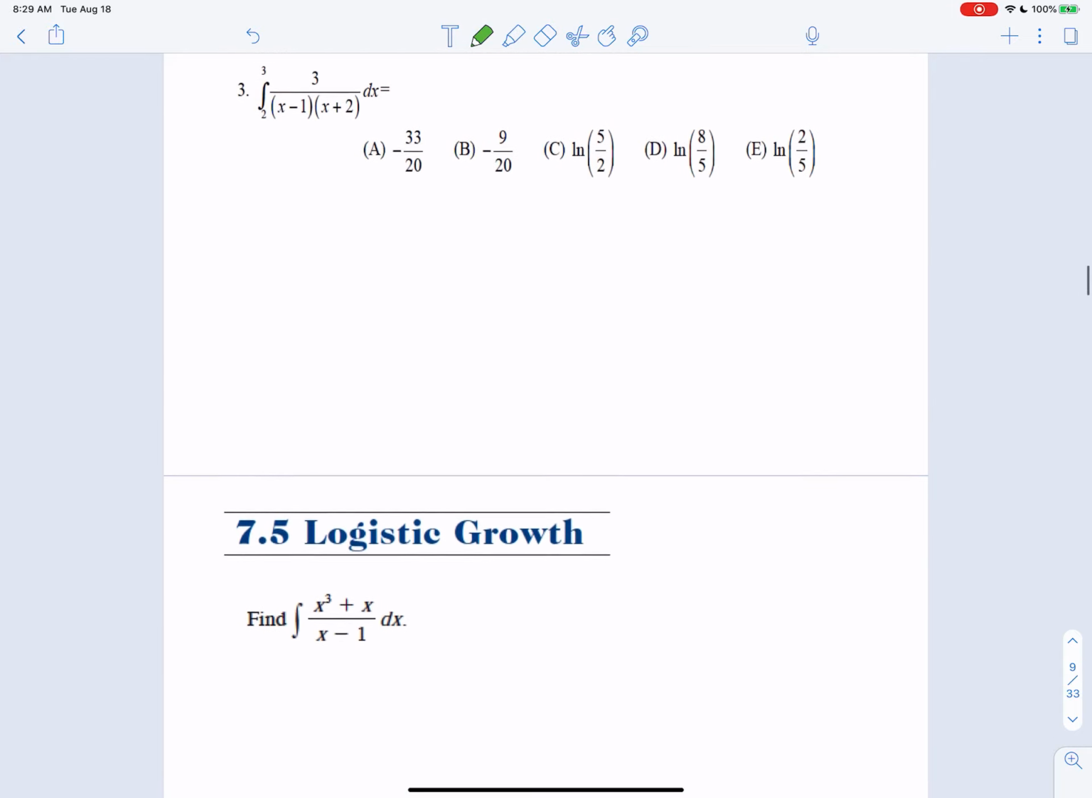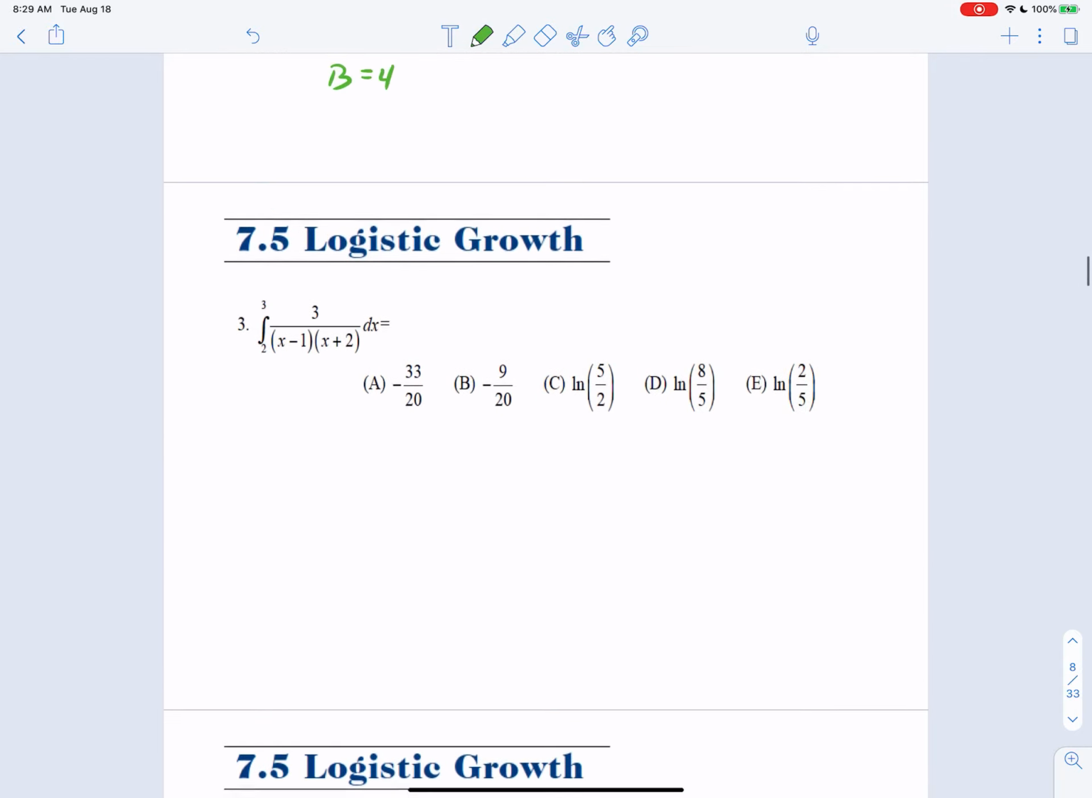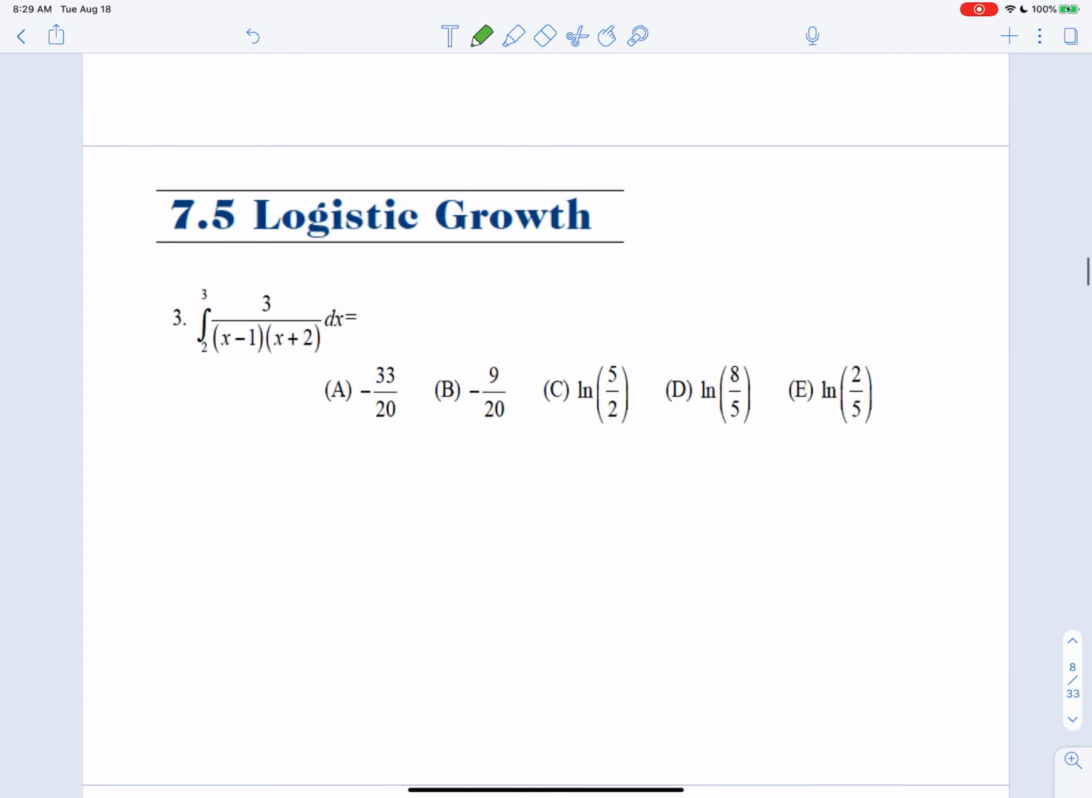Okay, so we haven't dealt with this one here. This will be the last one for the day. But notice how there's a definite integral there. Okay? We handle it the same way. So pause and then play when you're ready, okay? So we'll have 3 over (x minus 1)(x plus 2) equal a over x minus 1 plus b over x plus 2.